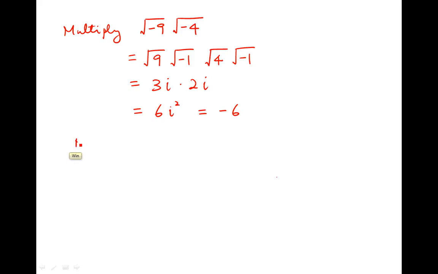Now note that, be careful, don't fall into this trap. Radical negative 9 times the radical negative 4 is not equal to radical negative 9 times negative 4. They are not equal. We cannot apply the real world rules to this imaginary number, so we have to bring it back to the real world first, and then we apply.